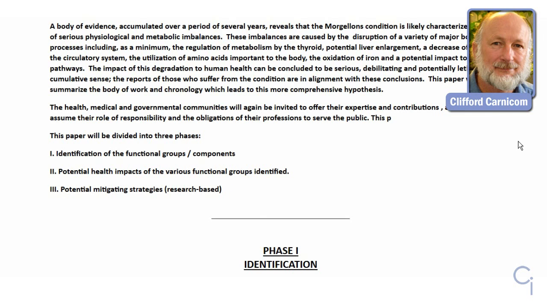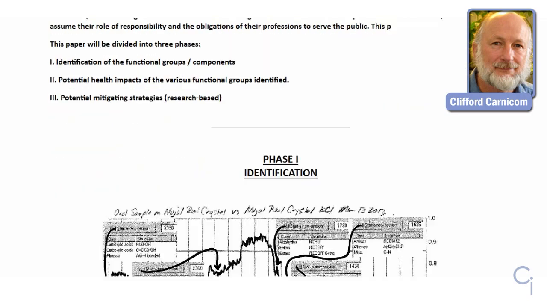We finished the first section, regarding identification, in the first webinar, and tonight we're covering the second part on the health impacts of these functional groups. I won't take the time to repeat all that we went through, other than if somebody has a question that you think would be beneficial to make sure we didn't miss anything, please don't hesitate to ask.